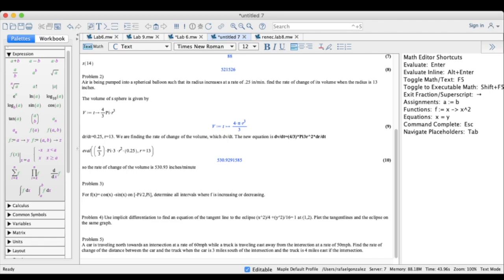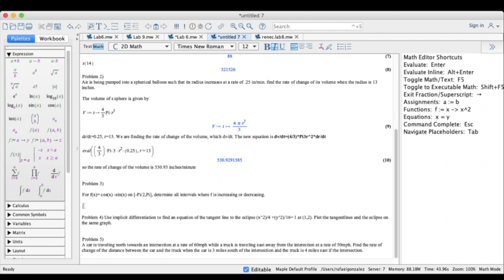All right, for problem number 3, we are asked, for the function f of x equals cosine of x minus sine of x on the interval negative pi over 2 to pi, to determine all the intervals where f is increasing or decreasing. We could do this by simply taking the derivative and finding the critical points. To find the critical points, we need to find the critical values, and we find those by setting the derivative equal to 0.